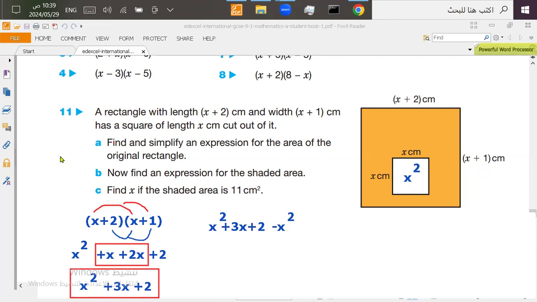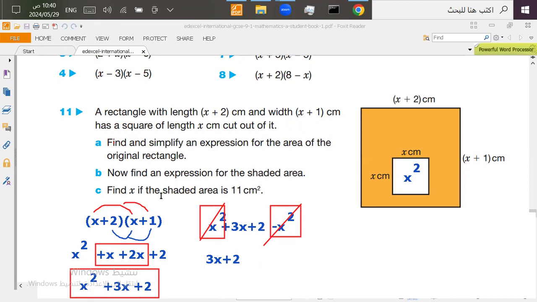Now, when you simplify, you'll find out that these two have the same variable with different signs. It means they will eliminate each other. So x squared minus x squared is going to be 0. And the answer is 3x plus 2. So the final answer is 3x plus 2. This is the shaded area, or the expression for the shaded area.